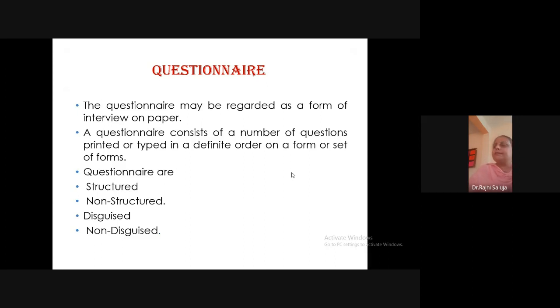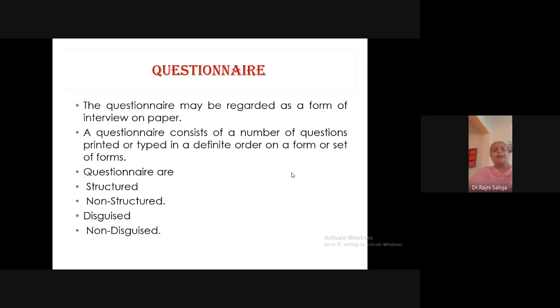Structured means we have a pre-decided set of questions. It means we have already decided what questions related to the research or our survey we have to ask to the particular respondent or persons. Then non-structured is where the questions are not predetermined. It means we have not prepared the questions previously. We are asking the questions as and when required from the respondent, depending upon the situation, on the spot. That is non-structured.